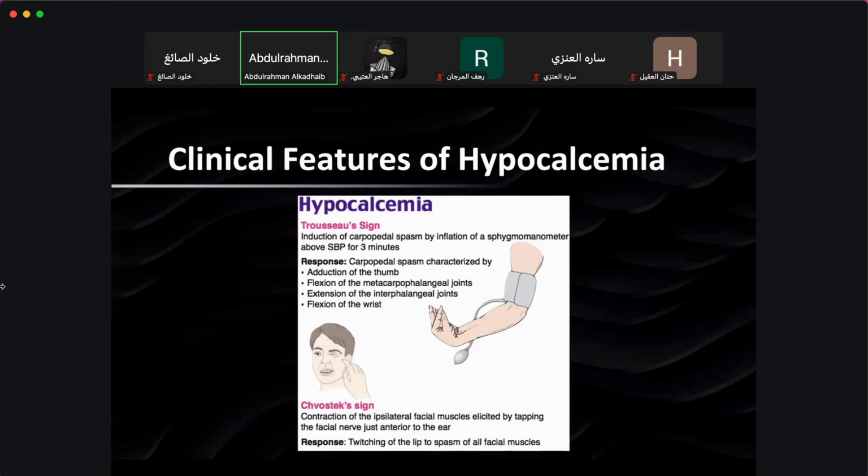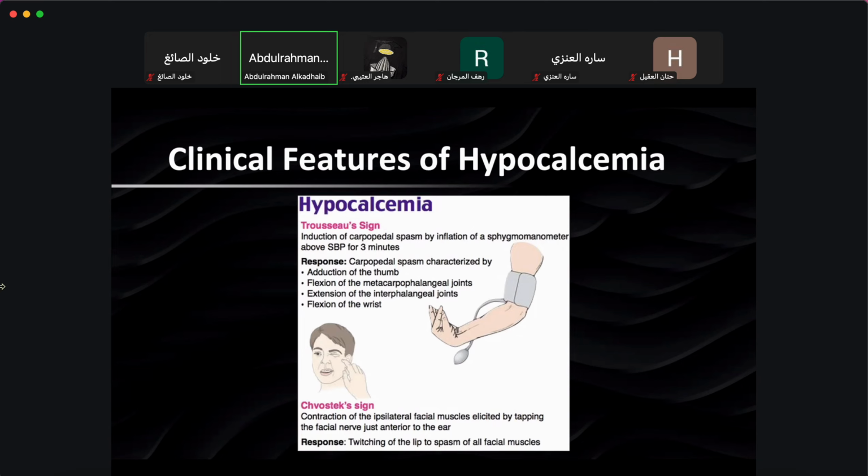So with even simple stimuli like the blood pressure cuff inflation, this may cause contraction of the muscles in the same area. And similar to the Trousseau sign, in the face, when we tap one side of the face, this will cause contraction, again, because the muscles are easily stimulated in patients with hypocalcemia, because the calcium level helps with regulating the contraction of those muscles. So low levels will cause easy stimulation of muscle contraction. And as we said, tapping one side will cause contraction in the same side of the face in cases of hypocalcemia.